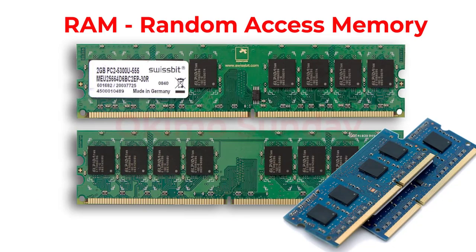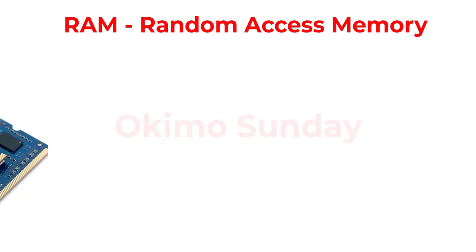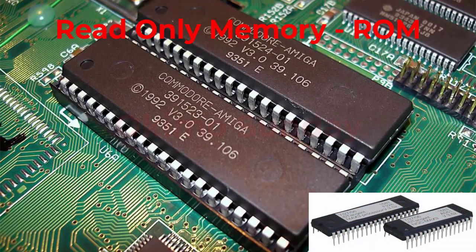We also have the RAM. The RAM is also called random access memory. It is an internal hardware component that provides temporary storage for the operating systems, software programs, and any other data in current use. The ROM, which is the read-only memory.